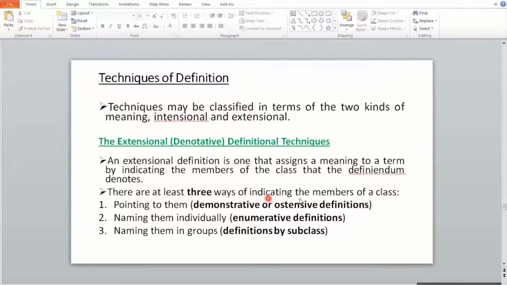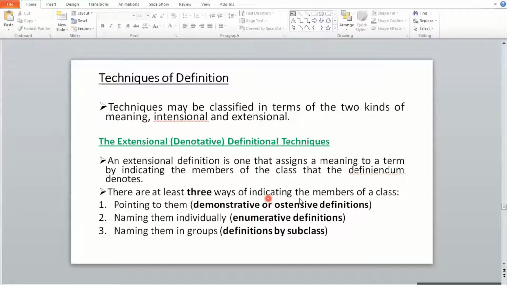So extensional or denotative definitional techniques mean defining a word or a term by indicating, by showing, or by listing the members of the class which it constitutes within the defined term. It denotes. Under this, we may define a word in 3 ways.